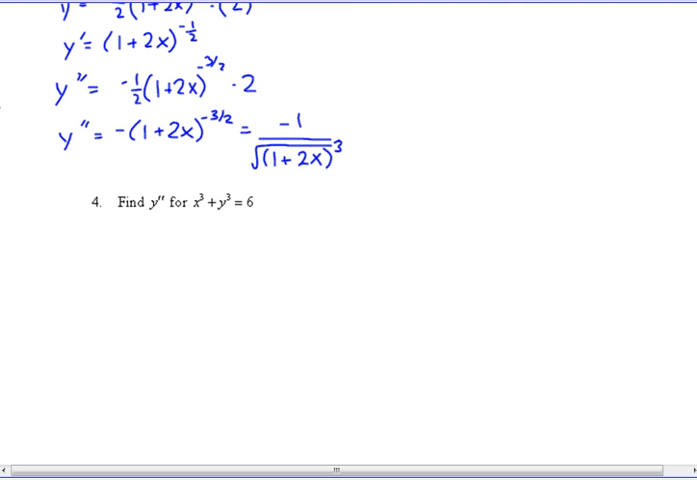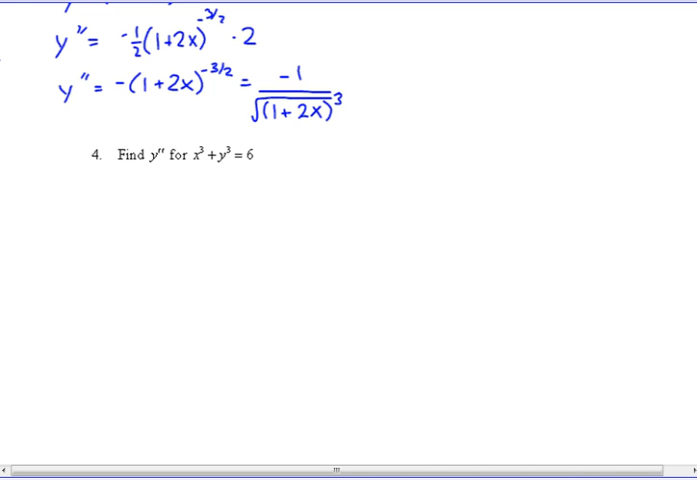Okay, now we take it to the next level. We're literally going to take this to the next level when we have implicit differentiation. And I'll show you why in a second. So let's differentiate this guy. Start by finding y prime. Let's not. No, let's. Okay, so 3x squared plus 3y squared y prime equals 0.